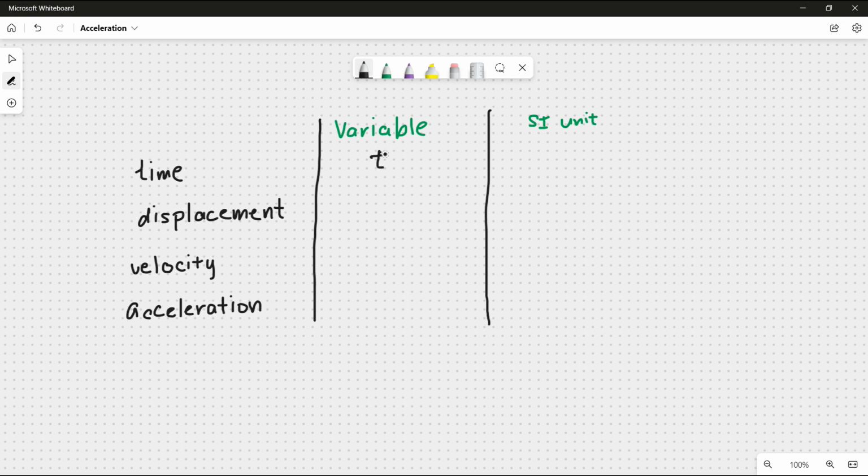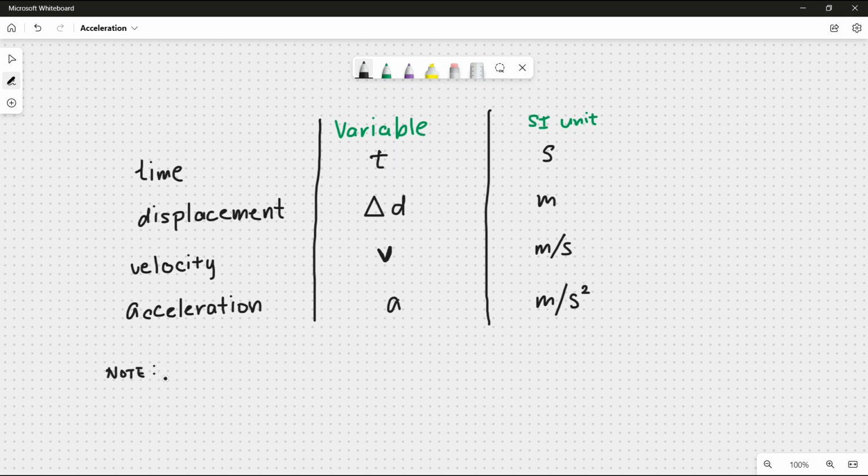Time, t, measured in seconds. Displacement, delta d, measured in meters. Velocity, v, measured in meters per second. And acceleration, a, measured in meters per second squared.